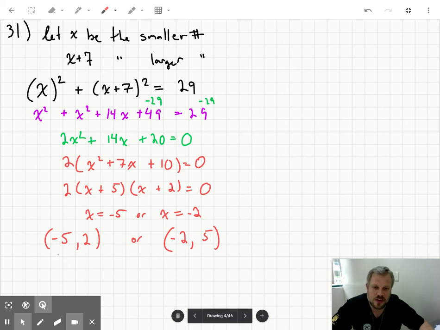And we could check those pairs. If we square -5, that's 25, and then we square this 2, that's 4. 25 and 4 is 29. Same case here, right? All right.